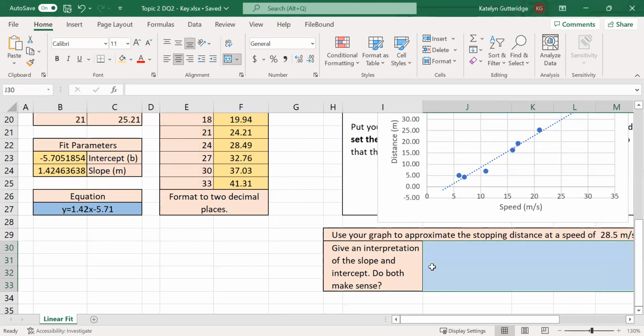So give an interpretation of the slope and then give an interpretation of why you think that y-intercept doesn't make sense. That y-intercept should be a distance and it's negative. So why do you think it is negative?